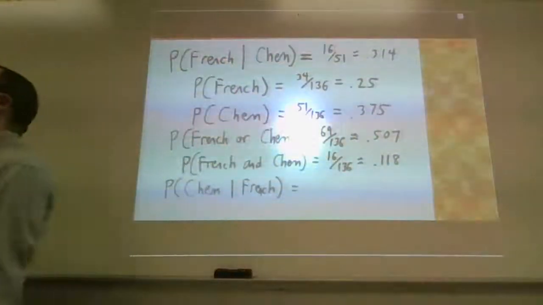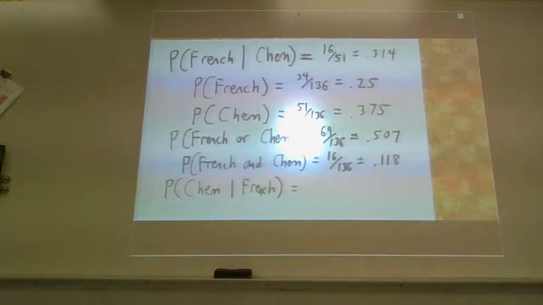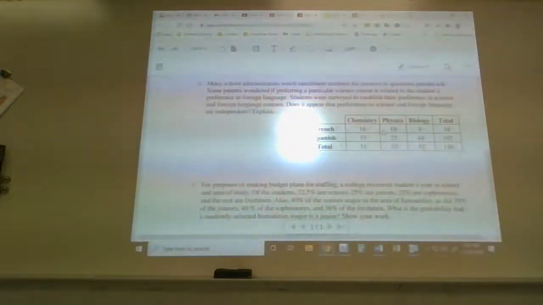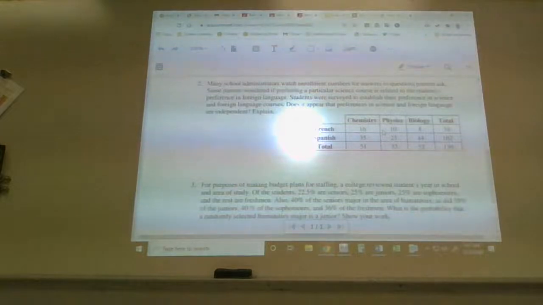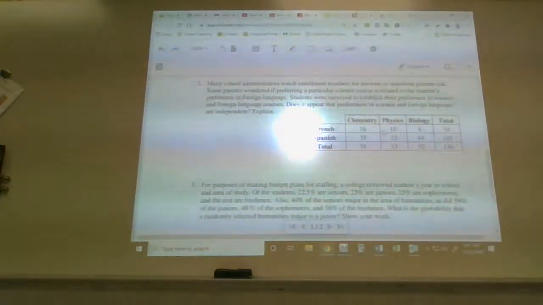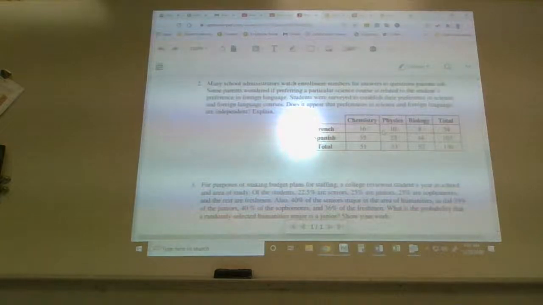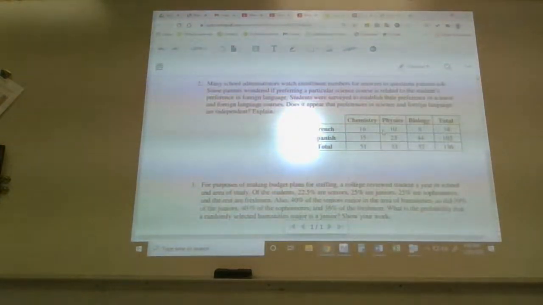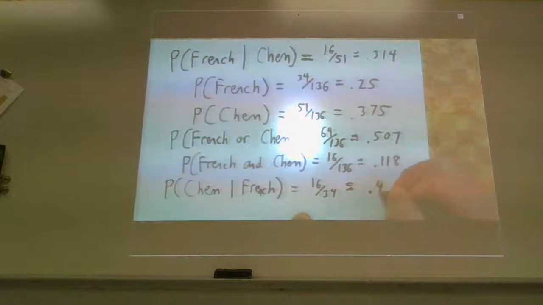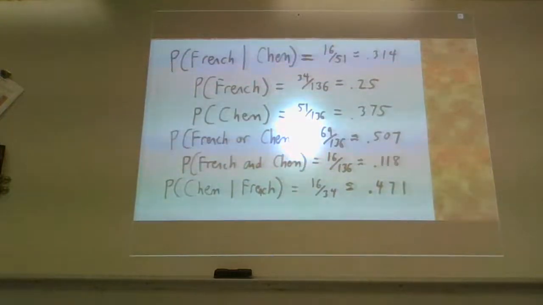Given that you've walked into a French class. Given that you are only looking at French students. And how many French students are there? There are 34. Given that you are only looking at those 34 students, the chances that that group of students would be taking chemistry would be 16 out of 34. Flip this over. In this case, the bottom of the fraction changes. Now it's 0.471 is what it rounds to.